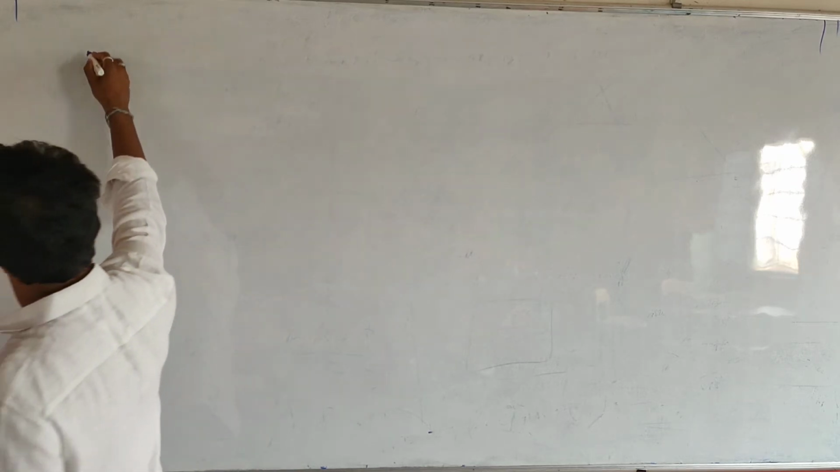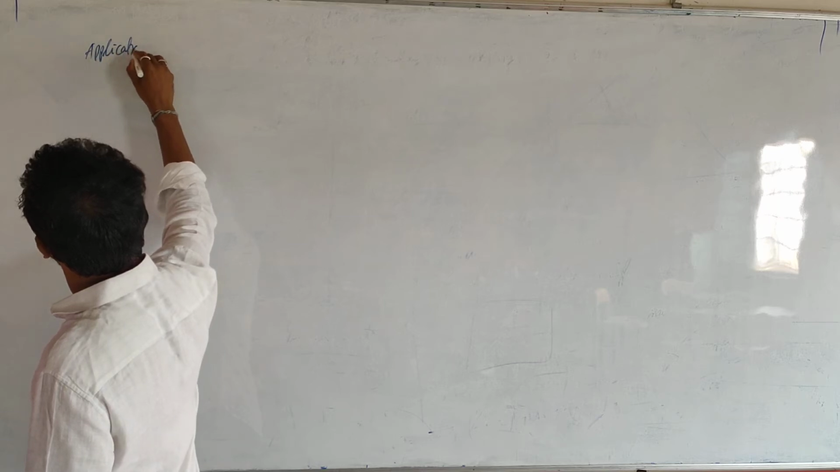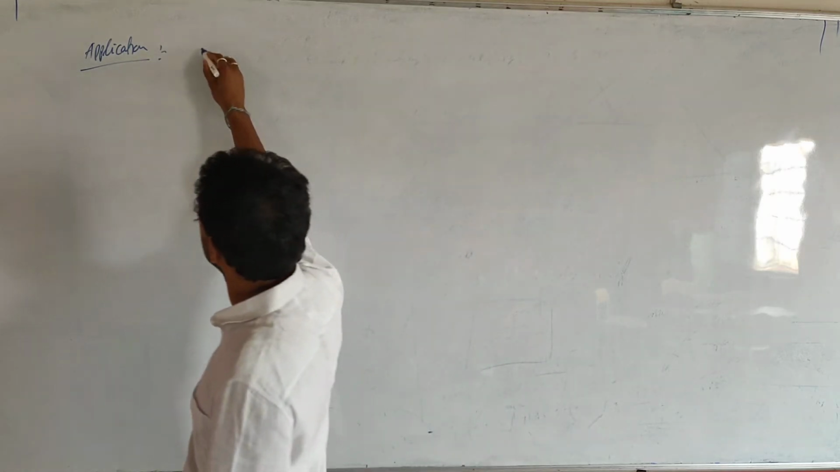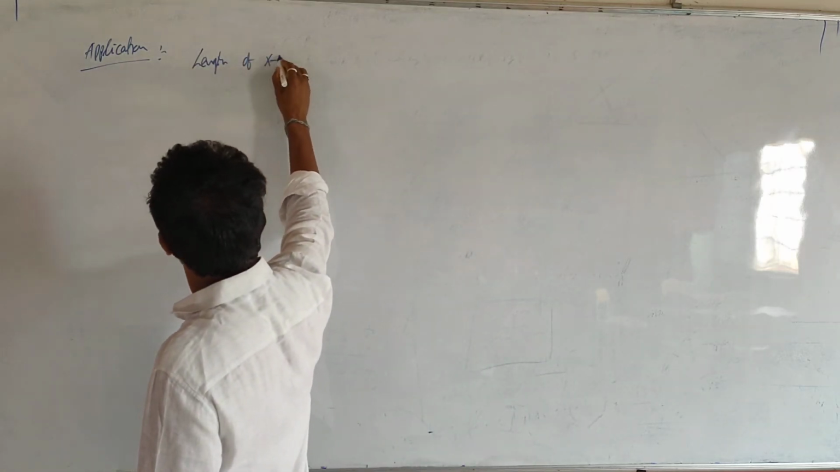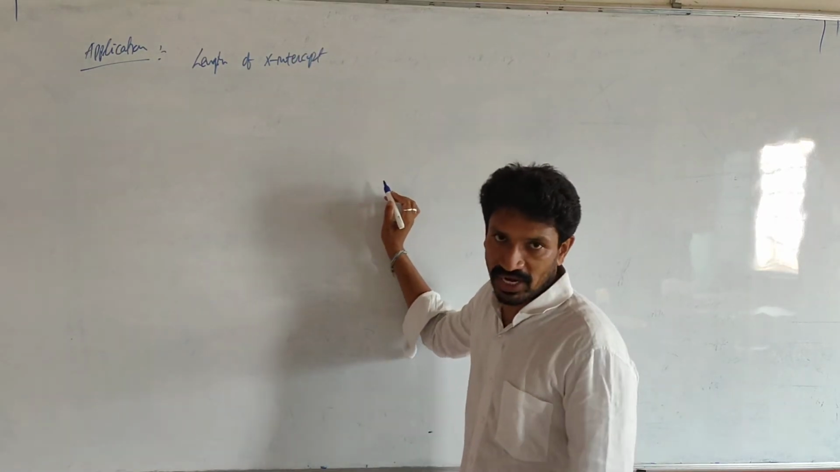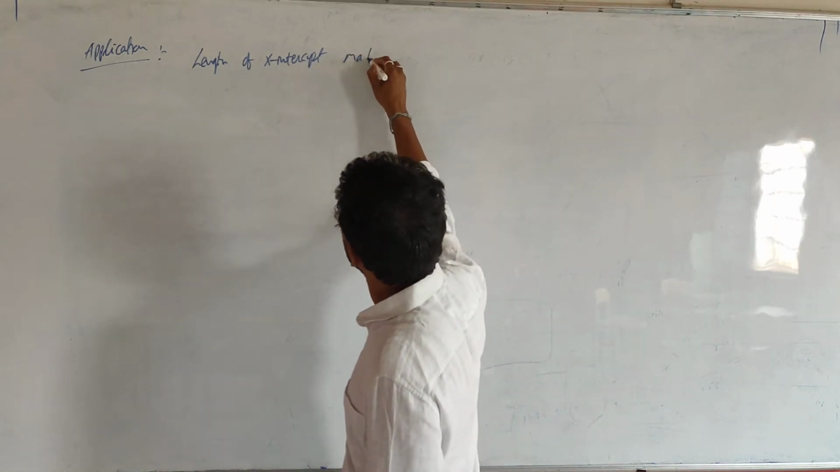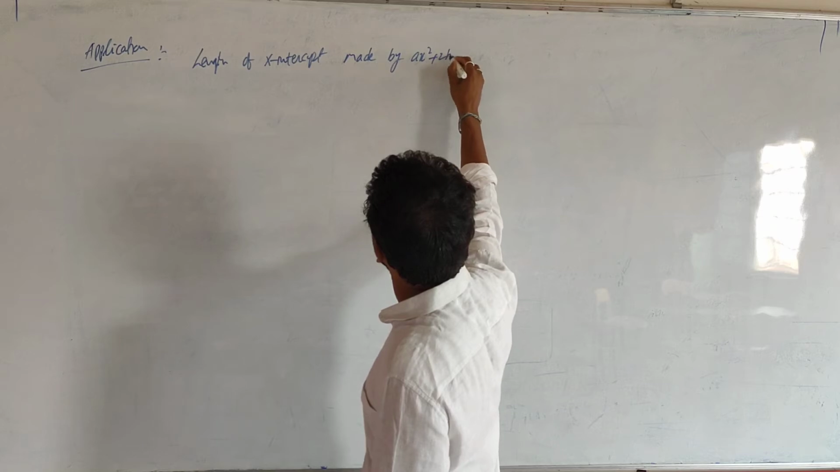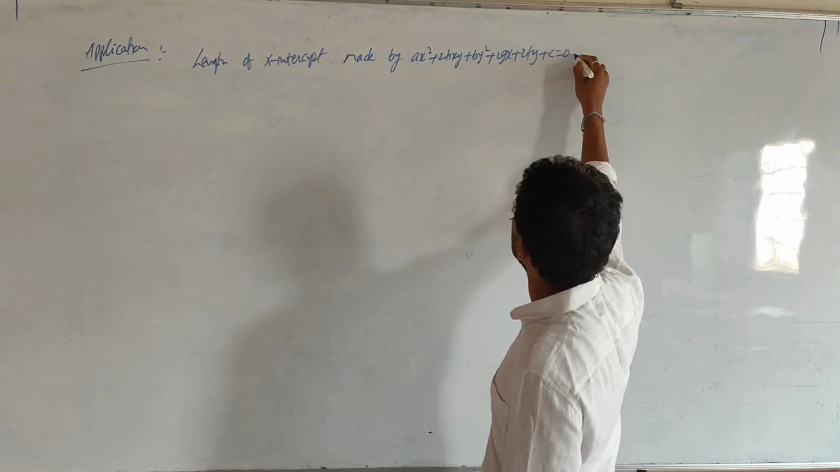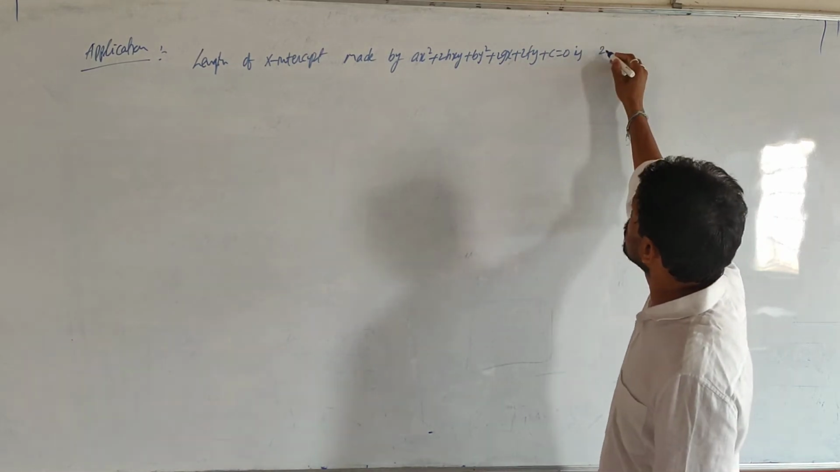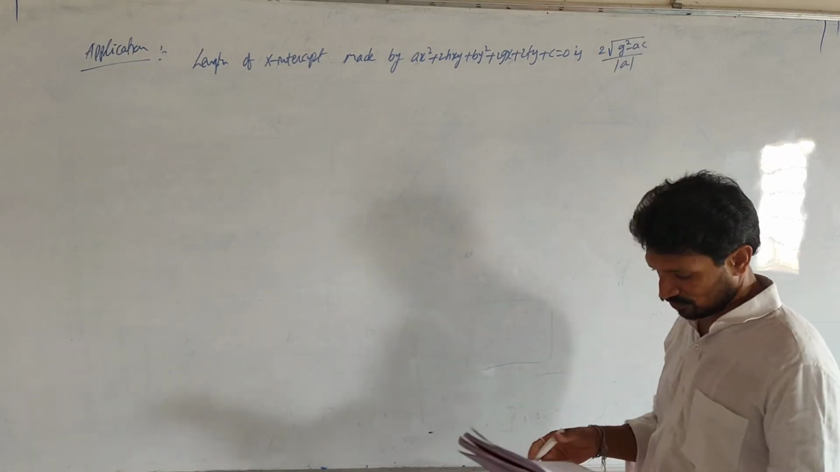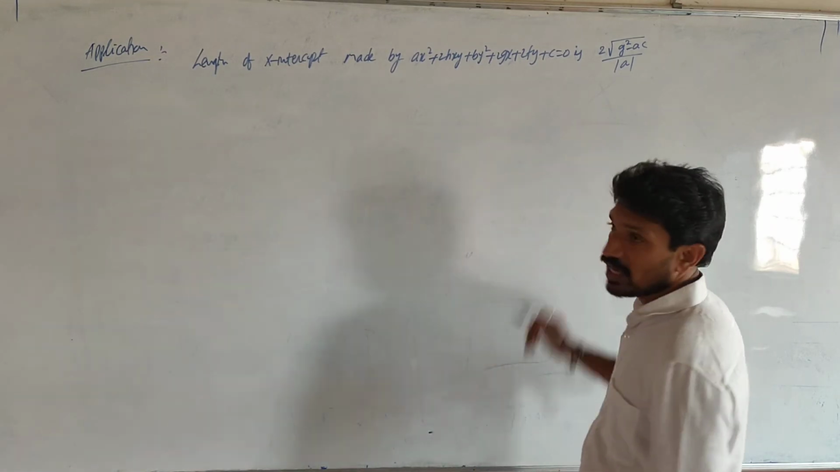See, some applications you remember. Length of the x-intercept made by the above pair of straight lines, that means ax square plus 2hxy plus by square plus 2gx plus 2fy plus c is equal to 0, is 2 times root over g square minus ac by mod a. Okay. See here how you get this one.